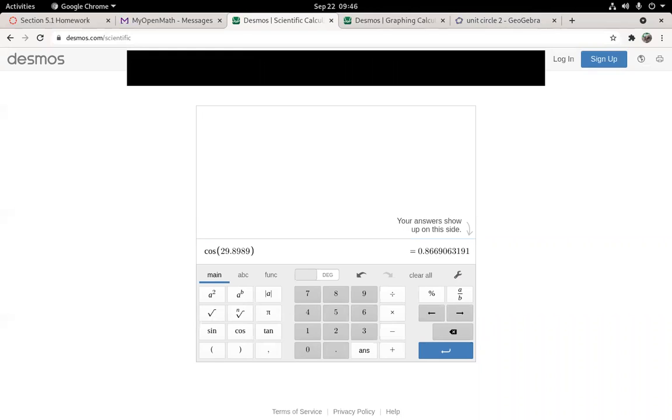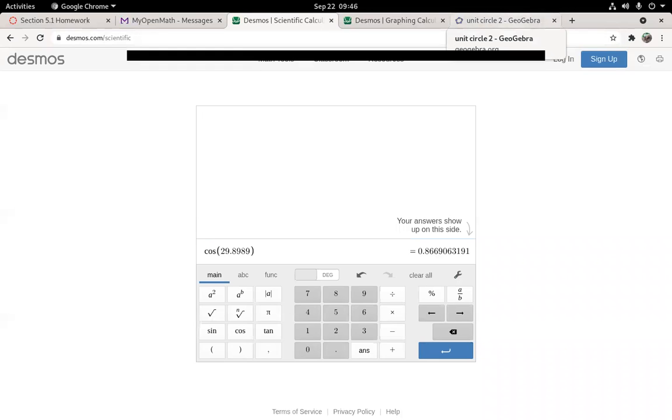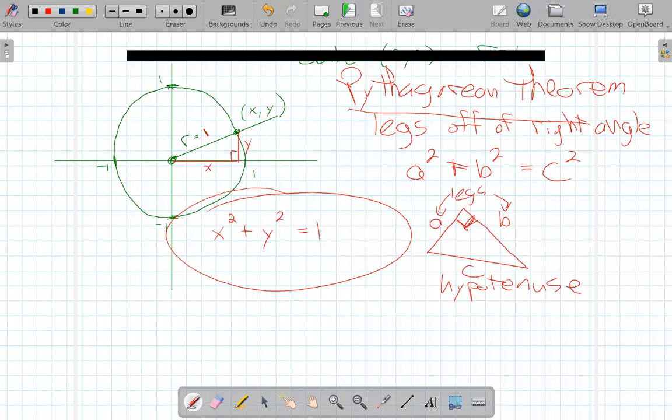Okay, next. So that's kind of the overview. What is trigonometry? Sines, cosines, circles, angles, x's, and y's. A circle is related to the Pythagorean theorem. So let's look at that some more.